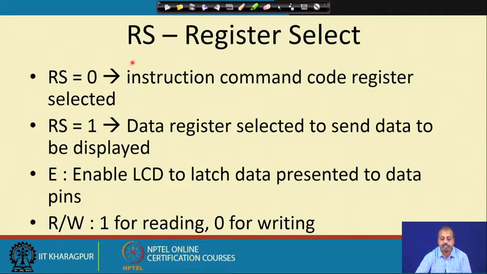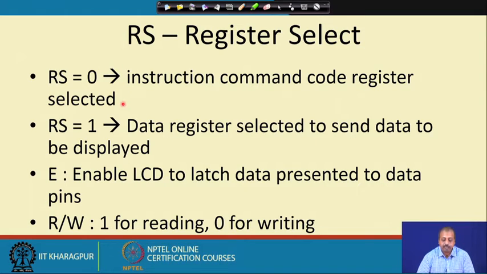Out of them, this register select is very important. If RS equal to 0, then the instruction command code register gets selected. Whatever you are writing will go to the command port, as a command to the LCD panel. It will be stored in the command code register. And if RS equal to 1, then the data that you are sending will be put onto the data register for display.